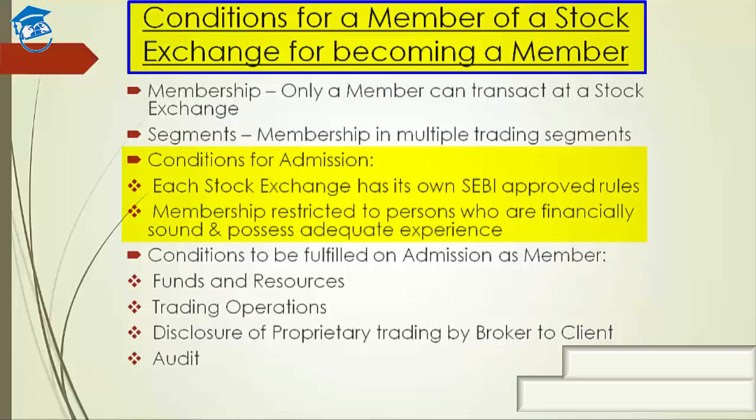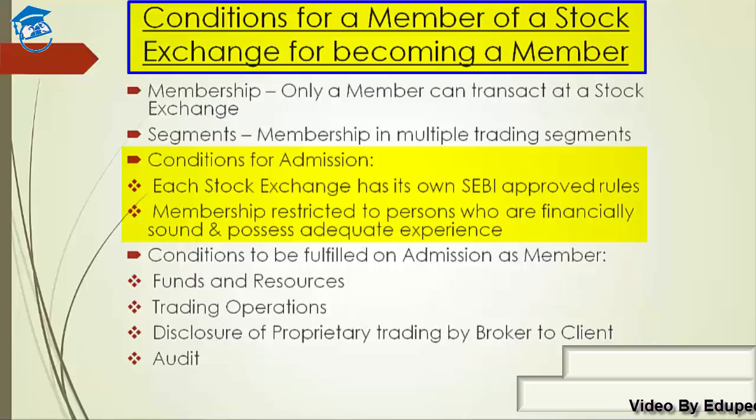So they are financially sound and they possess adequate experience, as stock exchange operations involve considerable financial commitments on the part of its members, so they need to be aware. They need to be technically sound as well. Along with that, the requirements for becoming a member of a stock exchange are also contained in the SCRA Act of 1956, SEBI Act of 1992, and various other rules, regulations, and notifications. So you need to abide by all those regulations and requirements as well. These are the three basic conditions for admission.